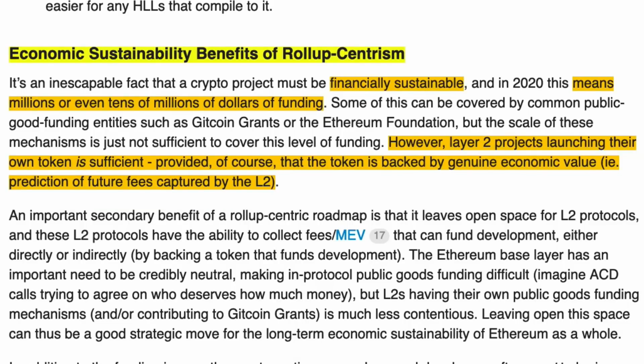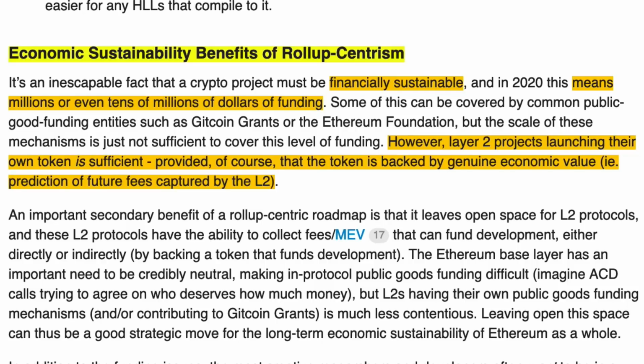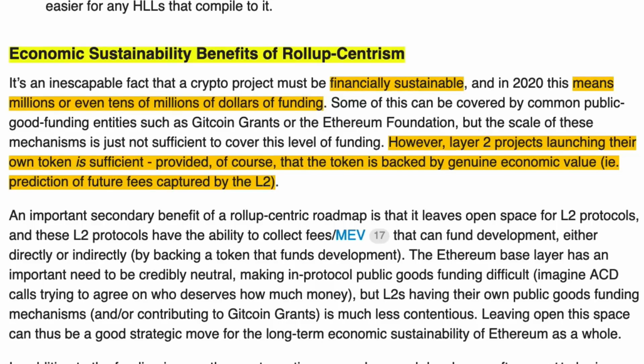Economic sustainability benefits of roll-up centrism. So as he says, these layer two solutions and Ethereum scaling solutions require millions or even tens of millions of dollars of funding to become financially sustainable. However, layer two projects launching their own token is sufficient, provided, of course, that the token is backed by genuine economic value, i.e. prediction of future fees captured by the layer two.